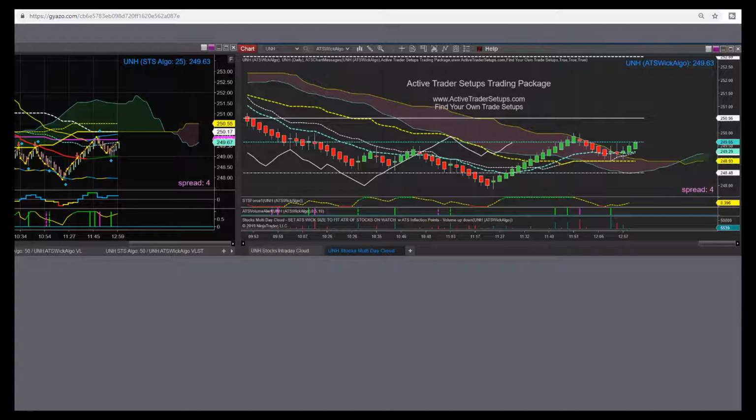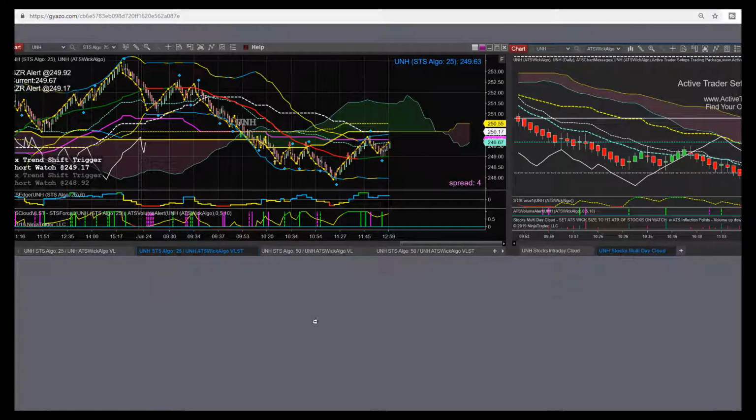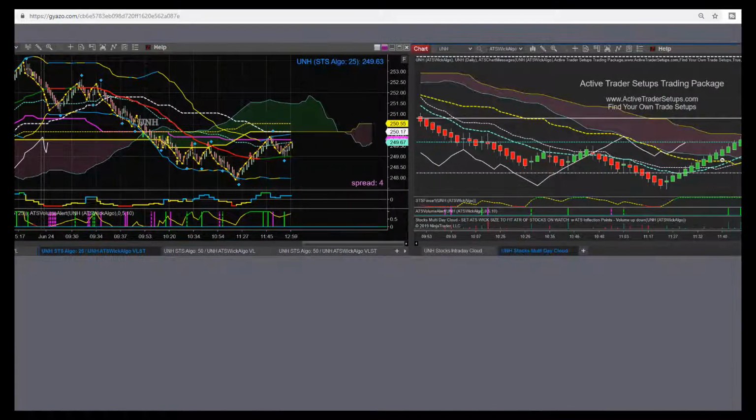The cloud to the left is a VLST. That's a much longer look back than the VL. A lot more bars are involved in creating this cloud. When this little bounce took place here, is it going to break out or not? By taking a different look, it's just like looking at a 5-minute chart and a 60-minute chart.